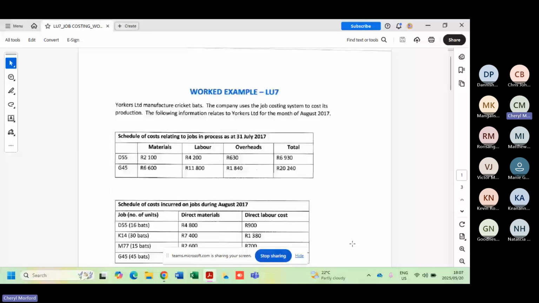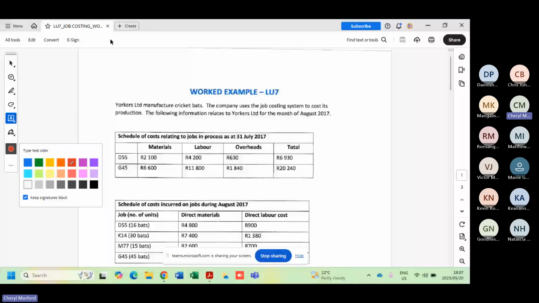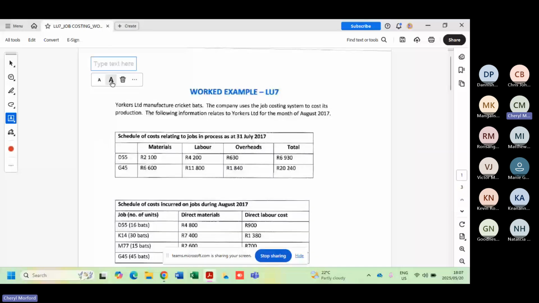Right. So I just want to type up what I said. We're going to calculate a rate, and I'm just going to call that the overhead rate, OH. From Learning Unit 7 job costing, it is budgeted manufacturing overheads, and we're going to divide that by the quantity of the budgeted base.